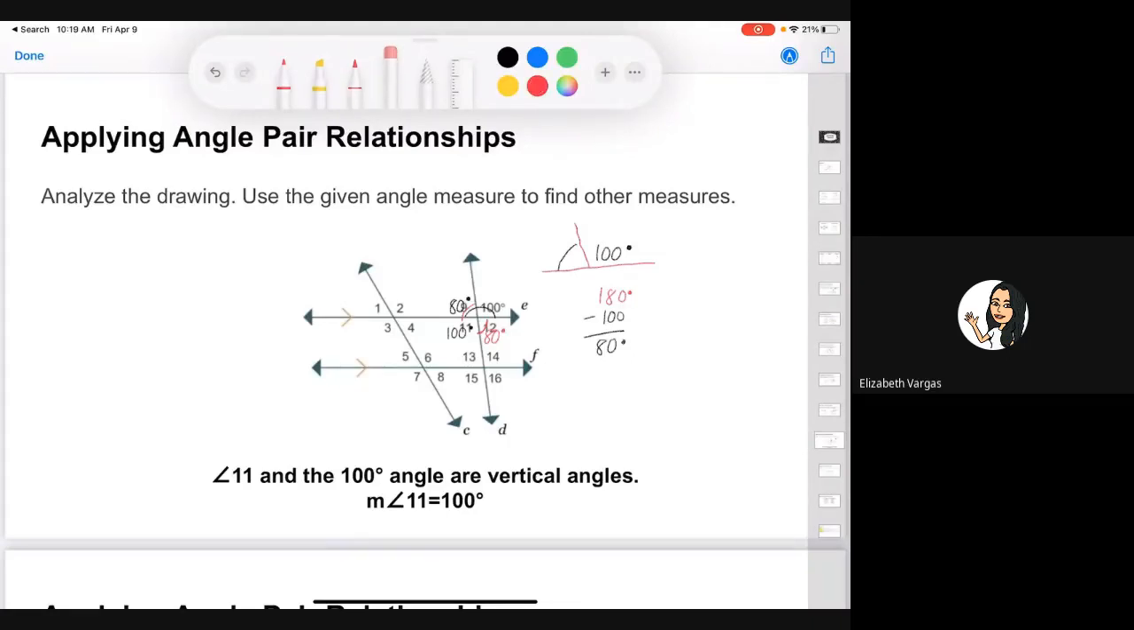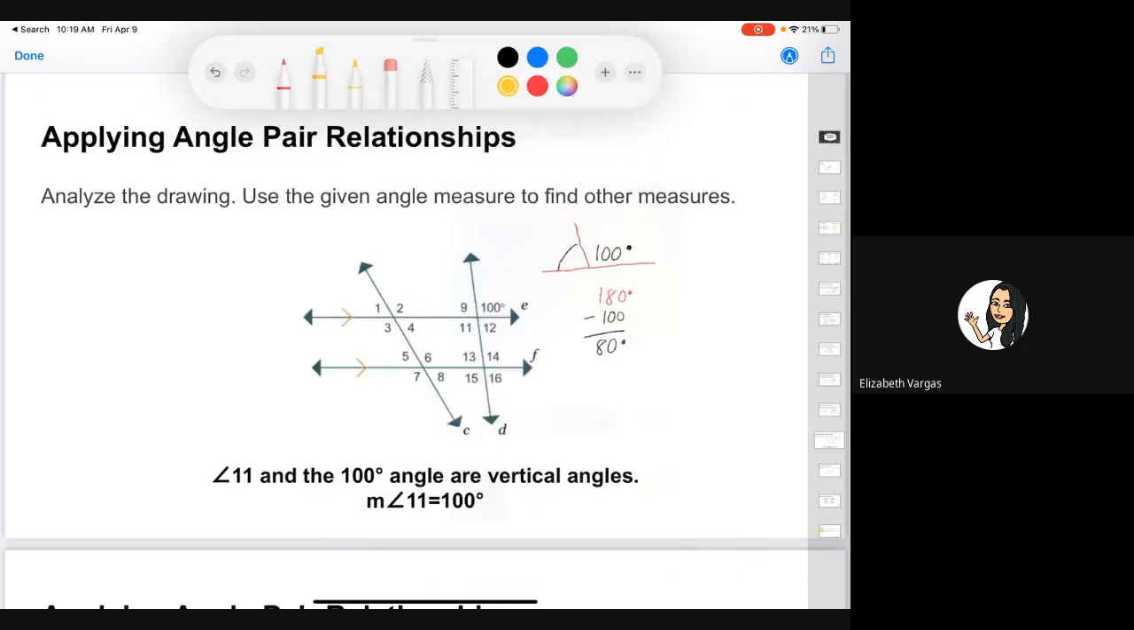Okay, what other relationships can I identify here? Well, I can identify my interior angles. In fact, I can identify alternate interior angles. Remember that alternate interior angles are congruent to each other. 12 and 13 are alternate interior angles, so this would be 80. And 11 and 14 are alternate interior angles, so this would be equal to 100 because alternate interior angles are congruent. So basically, we're using this relationship to solve for all of our different missing angles.